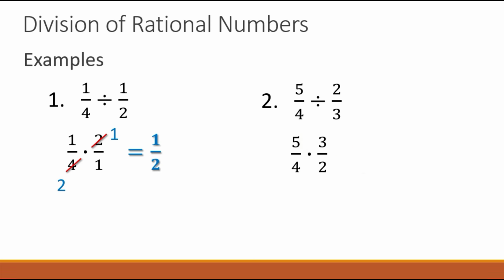5 times 3 is 15, and 4 times 2 equals 8. 15 over 8 is already in the lowest term. We can also accept its mixed number, which is equivalent to 1 and 7 over 8.